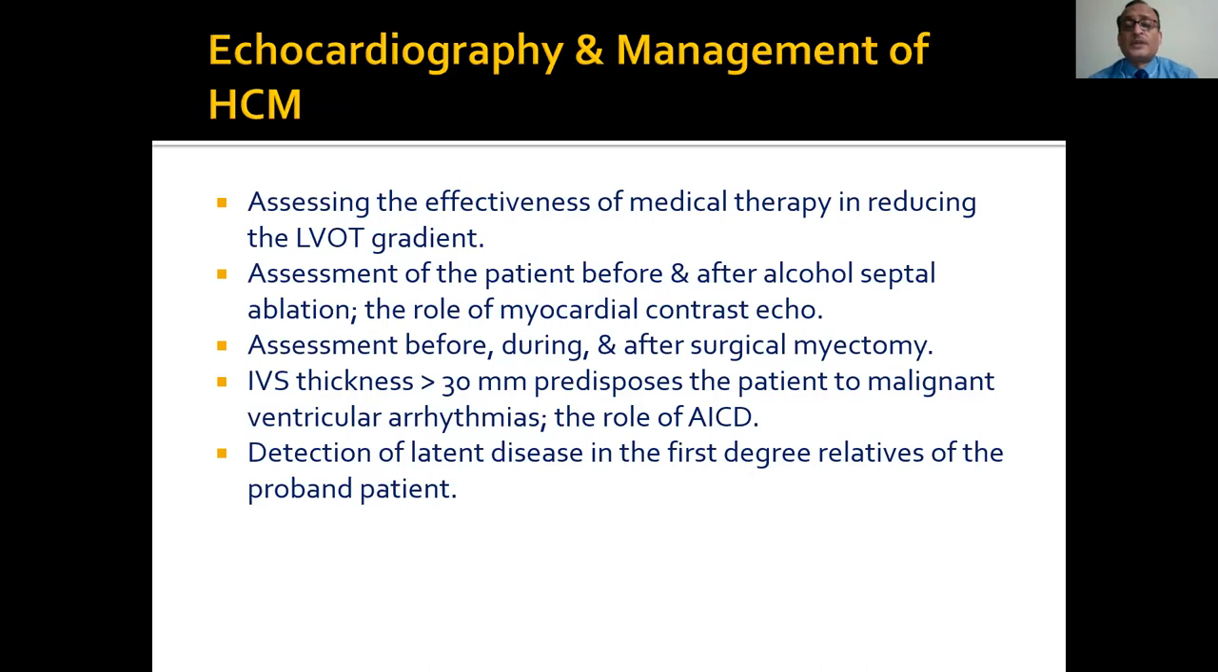Herein lies the role of the myocardial contrast echo. Assessment before, during and after surgical myectomy. If the interventricular septum thickness is more than 30 millimeters, it predisposes the patient to malignant ventricular arrhythmias. Herein lies the role of the AICD. And the detection of latent disease in the first degree relatives of the proband patient.